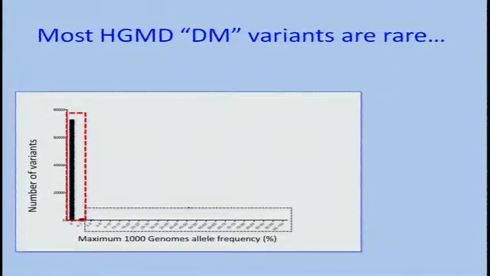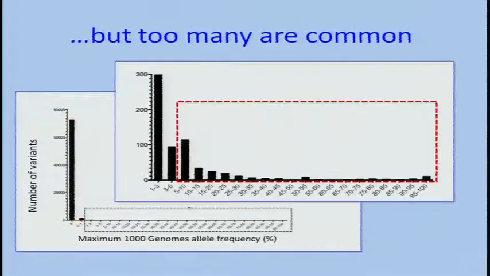And so that surprised us enough that we wanted to go back and see what is going on in the Human Gene Mutation Database. And in fact, most of the DM mutations, the disease-causing mutations in the Human Gene Mutation Database, are indeed rare. This huge spike of about 75,000 variants is zero. They don't have 1,000 Genomes allele frequency, so they're very rare. And that's good. The problem is that there's still too many that are common.